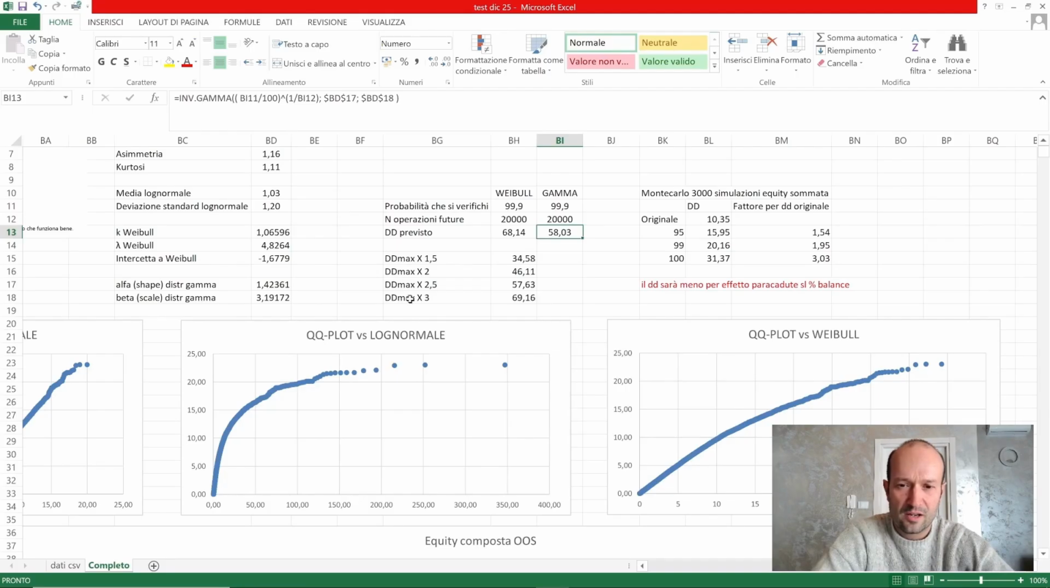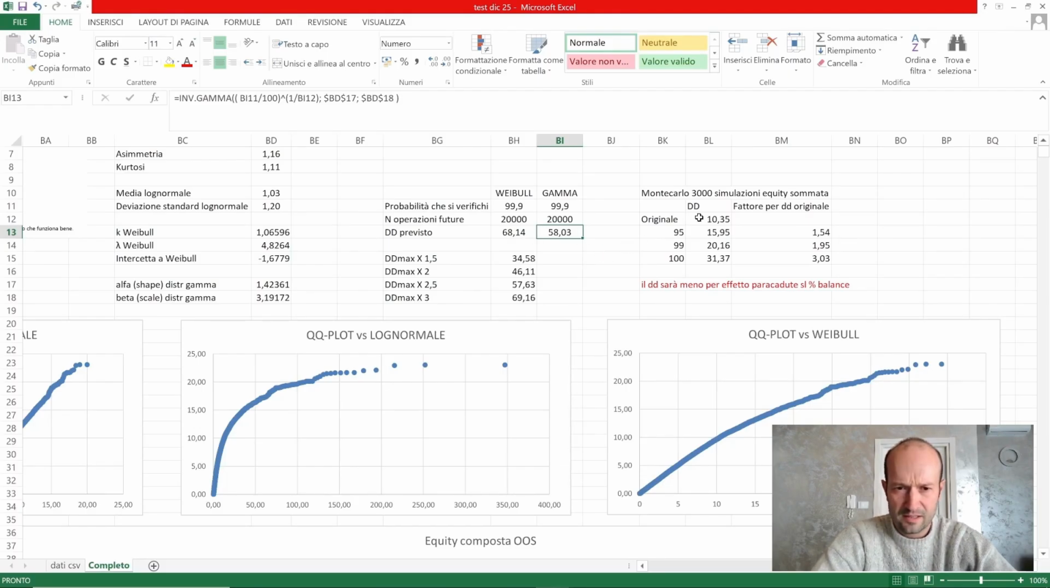As a first approach, I also calculated the maximum drawdown using factors relative to the drawdown I experienced during my testing period and of auto-sepal. So usually here, values ranging from 1.5 up to 3 are used. In any case, it's a range of values that also includes the two values we calculated using statistical distributions.